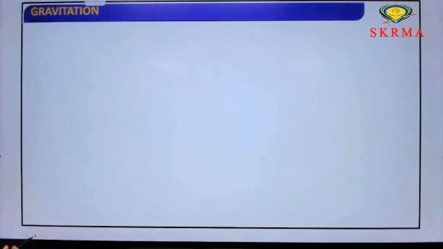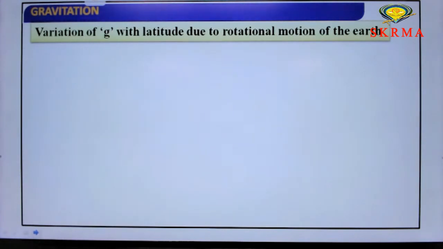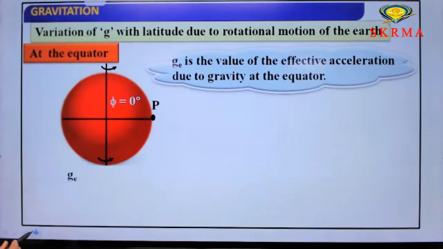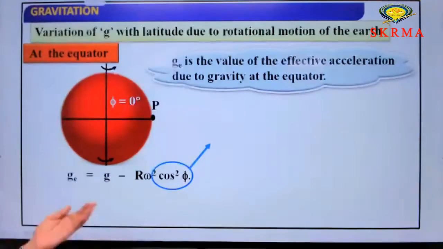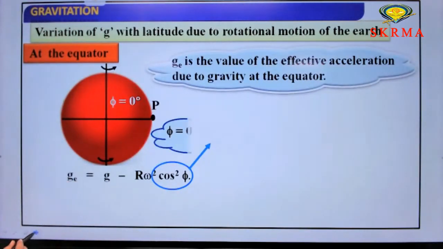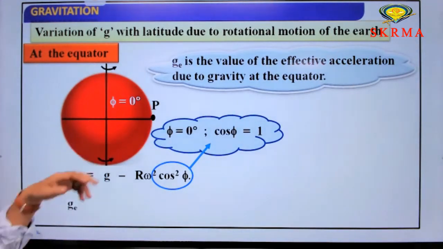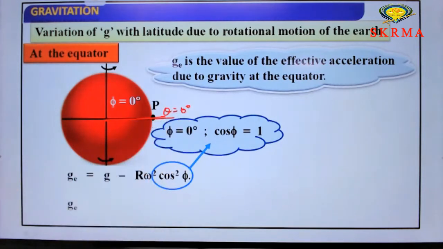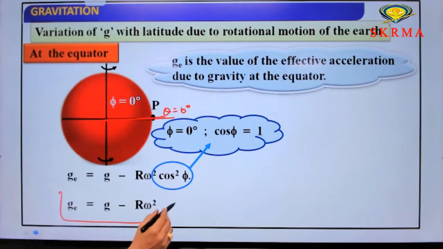In the same way, you can obtain the equation for the rotation motion of Earth, the variation of G at the equator. Just consider the same equation, G dash is equal to G minus R omega square cos phi. At the equator, what is the angle here? At the equator, it makes theta equal to 0 degrees with the horizontal. In such a case, write cos 0. Cos 0 is 1. So here, G at the equator is equal to G minus R omega square. This is the equation, G minus R omega square at the equator, due to the rotation of Earth.